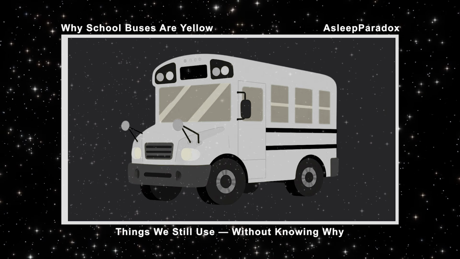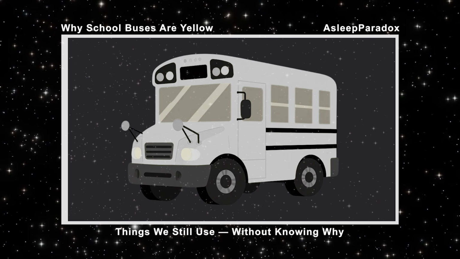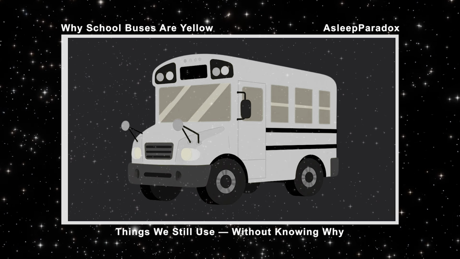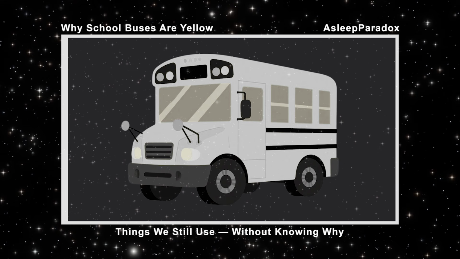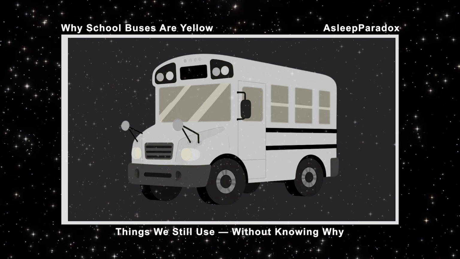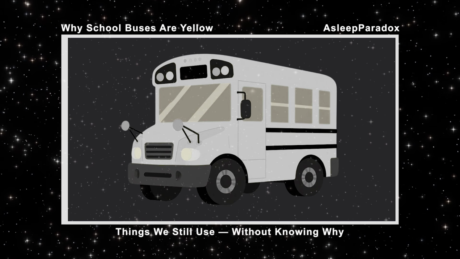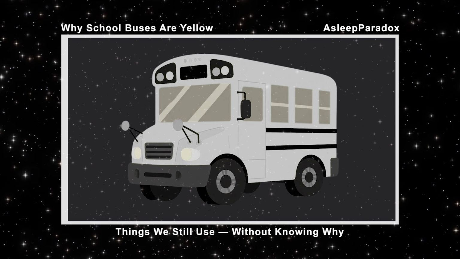The yellow school bus illustrates how research, regulation, and public policy can converge to create lasting standards. What began as a practical decision grounded in visual science evolved into a national convention. The color is not merely tradition. It is the product of deliberate evaluation of safety and recognition.